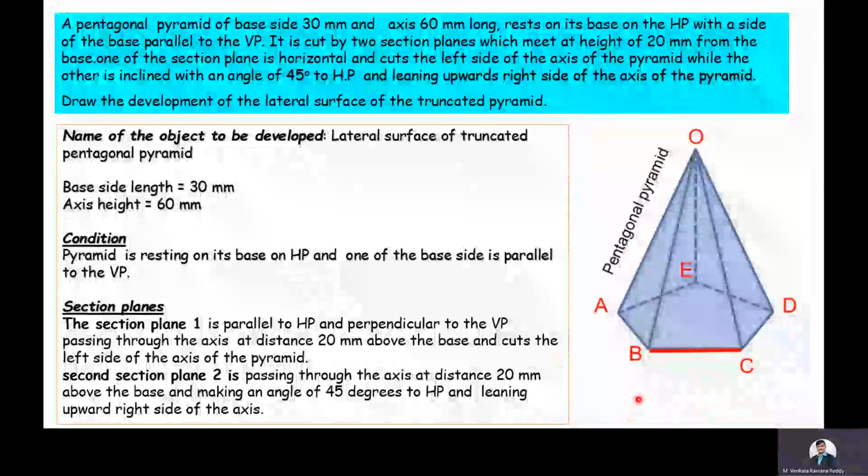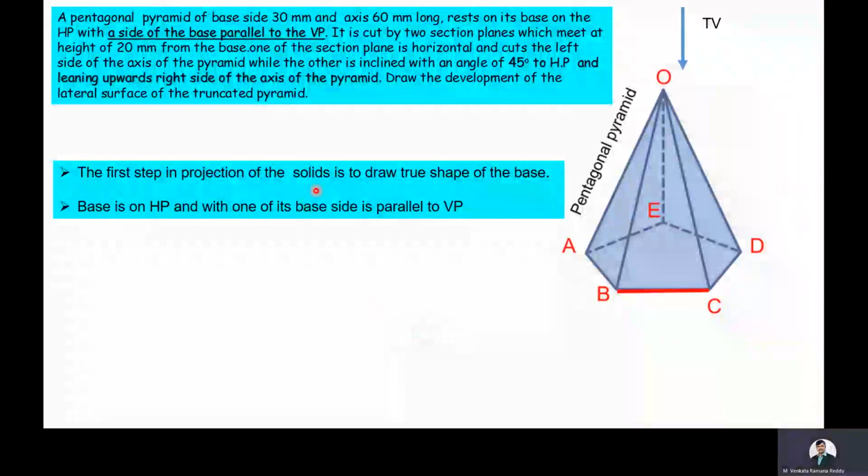For that, as a first step, we need to draw the true shape of the base of a pentagonal pyramid. The first step in projection of solids is to draw the true shape of the base. Here, the pentagonal pyramid is resting on its base on HP and one of its base side is parallel to VP. So, the true shape of the base of a pentagonal pyramid is visible in top view. That is, the true shape of the base is a regular pentagon that is visible in the top view. So, draw true shape of the base in top view with one of its sides, say BC, parallel to the vertical plane.